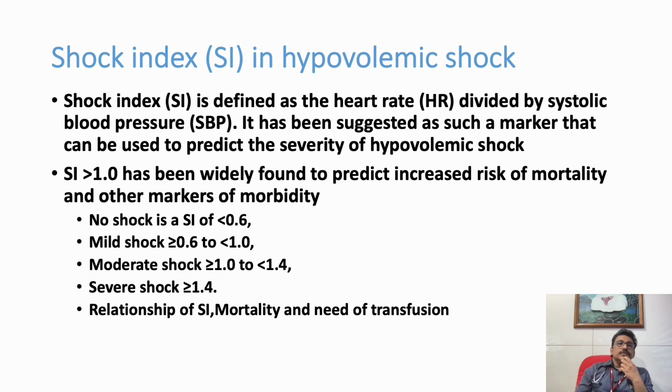Now, there is an index called the shock index. Shock index is defined as the heart rate divided by systolic BP. It has been suggested as a marker that can be used to predict the severity of hypovolemic shock. No shock if shock index is less than 0.6, mild shock 0.6 to less than 1, moderate shock more than 1 to less than 1.4, severe shock more than 1.4. So this shock index can be tried in cases who are having hypovolemic shock initially in the ER.